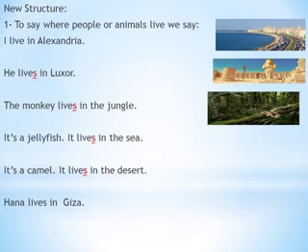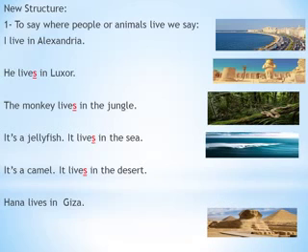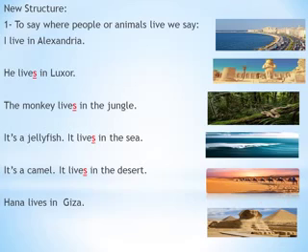The next example, it's a jellyfish. It lives in the sea. The jellyfish lives in the sea يعني بيعيش في السي البحر. The next one, it's a camel. It lives in the desert. The camel also lives in the desert. Lives also we added s to the verb because the camel is singular noun. Hannah lives in Giza يعني هنا بتعيش في الجيزة. Also Hannah is singular noun, so we added s to the verb.